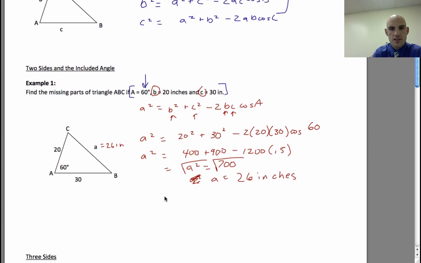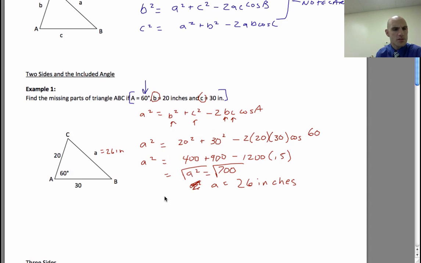But luckily for us, something that we can do is we can now use the law of sines, because think about this. Because we have the angle A, we can say sine of A over A is equal to sine of B over B is equal to sine of C over C. I am going to choose to use B, so the sine of 60 over A, which is 26, is equal to the sine of B over B, which I know to be 20.